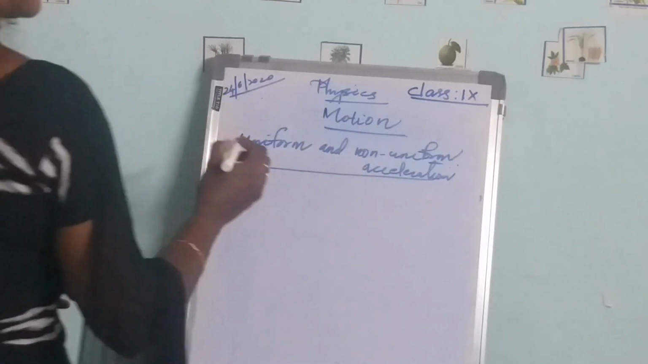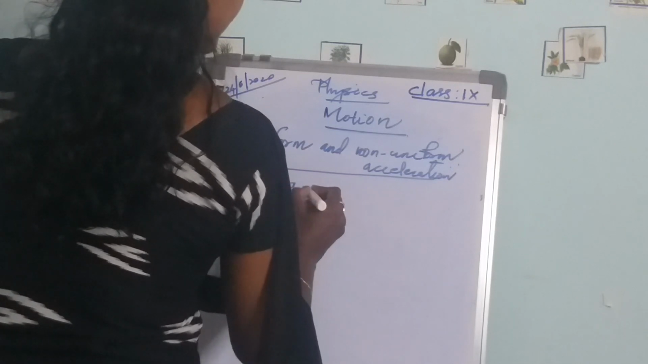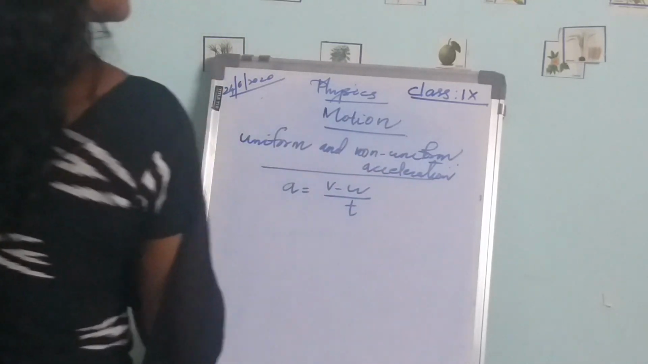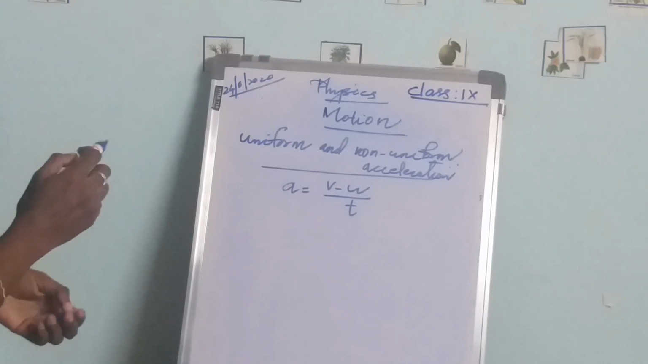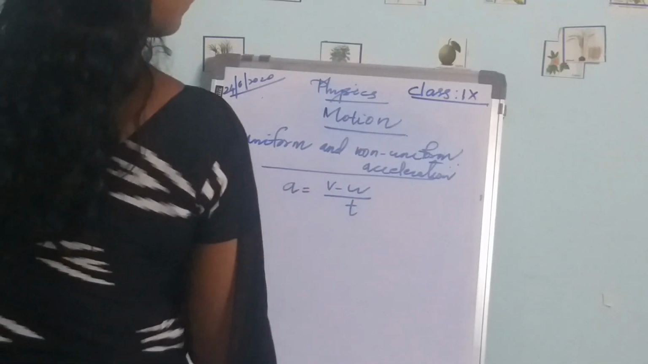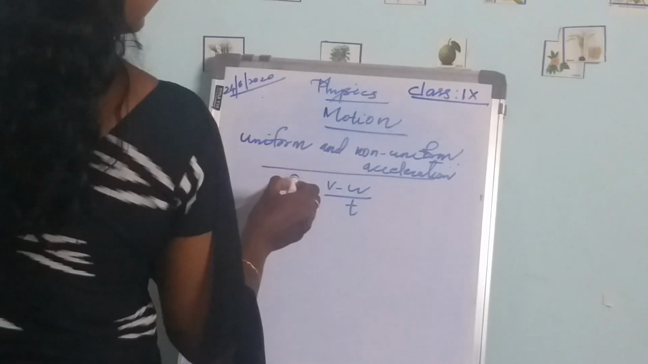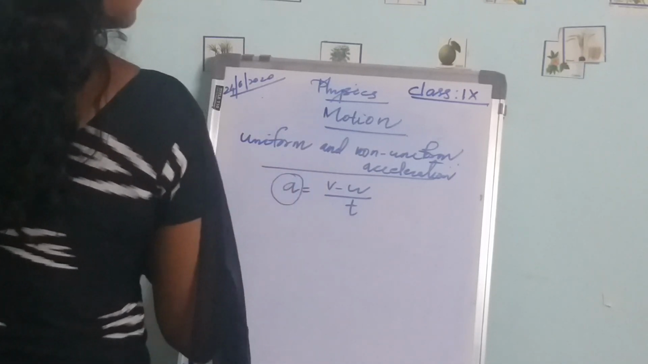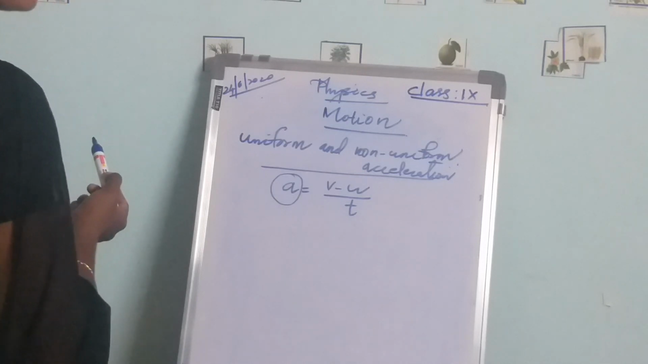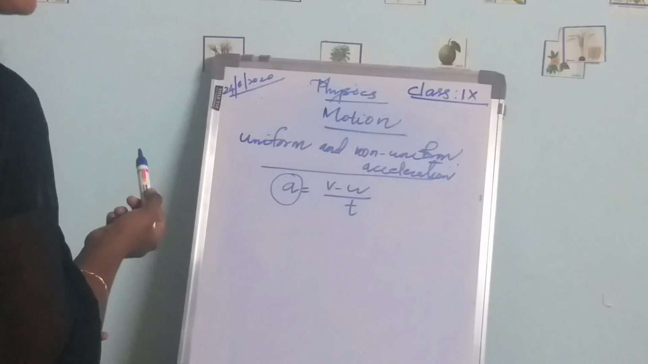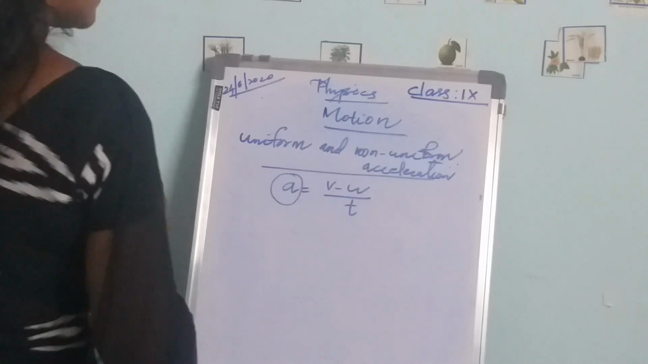All of you know what is acceleration? Acceleration is the ratio of change in velocity by time. That is a equal to v minus u by t. Whenever there is a change in velocity, then only we have the acceleration a. If the change in velocity is 0, then acceleration is also 0.